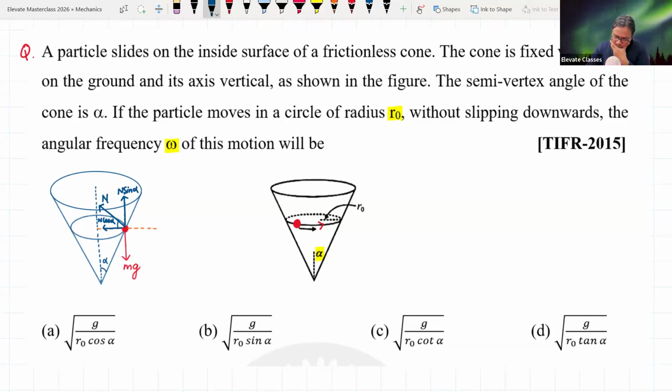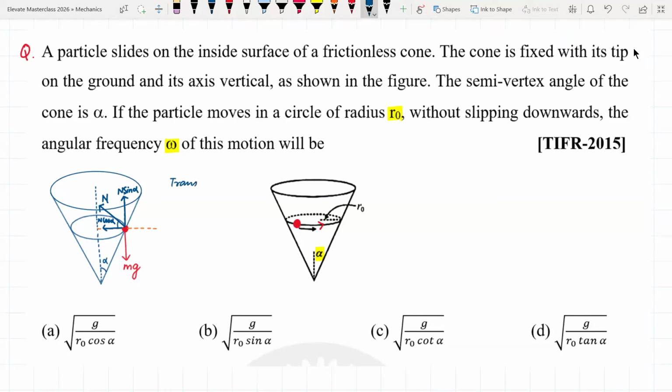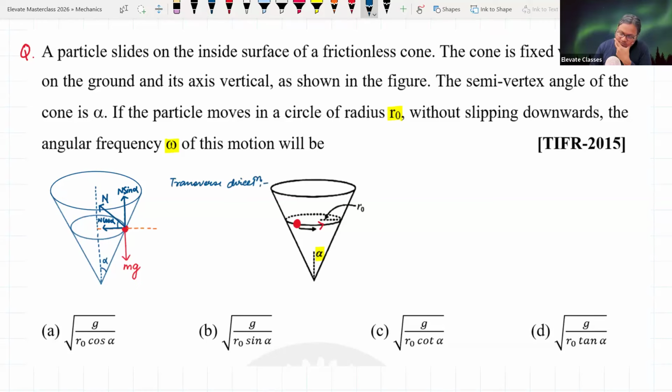Now let us look at the transverse direction first. What is the transverse direction? F theta is equal to m(r theta double dot plus 2 r dot theta dot). So the question is saying it doesn't slip downwards. Therefore, it moves in a circle of constant radius. So r naught is constant. Therefore, r dot is 0.